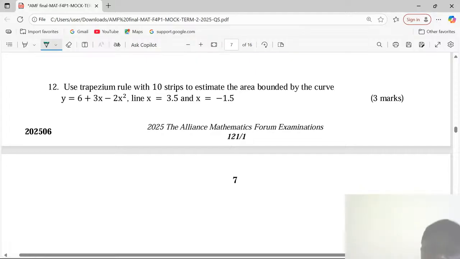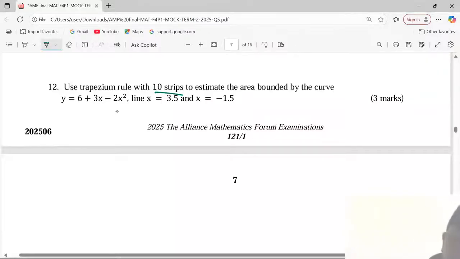Therefore, one thing that you're supposed to know is to use the trapezium rule or trapezoidal rule with 10 strips. Look at that instruction. 10 strips to estimate the area bounded by the curve y equals 6 plus 3x minus 2x squared, line x equals 3.5 and x equals negative 1.5.